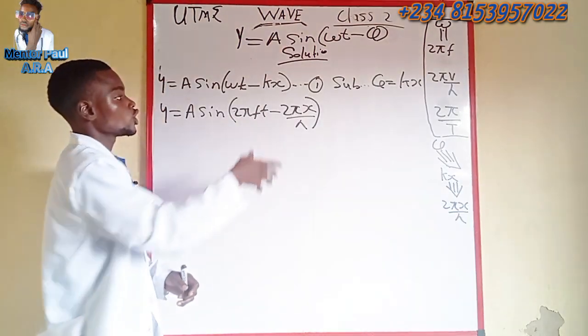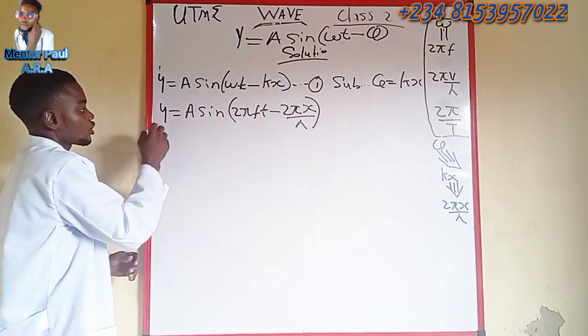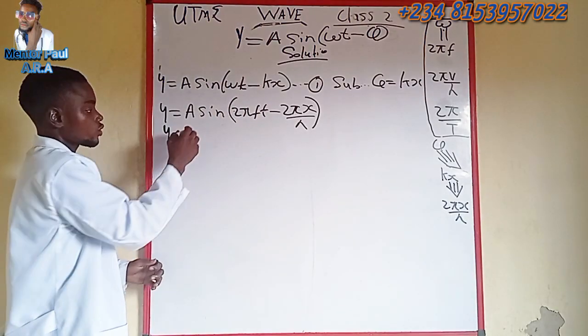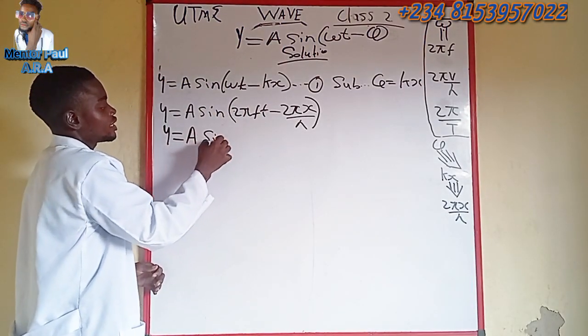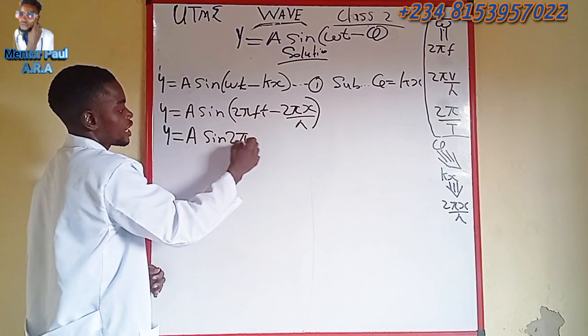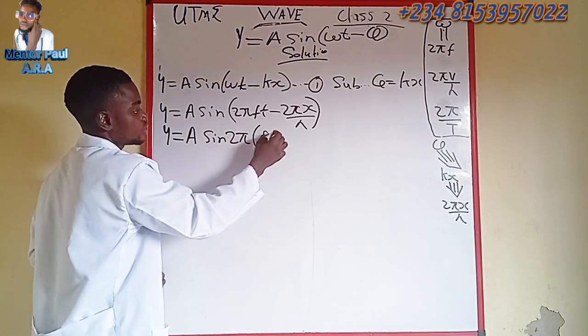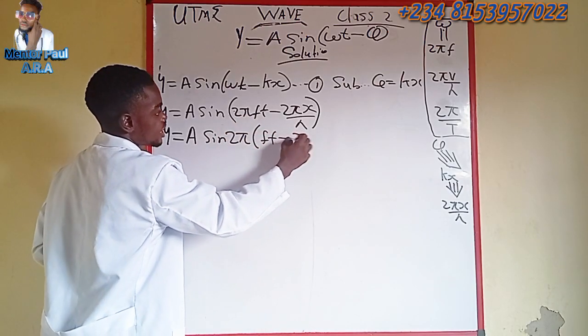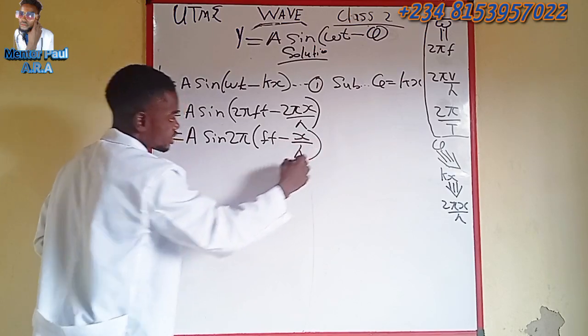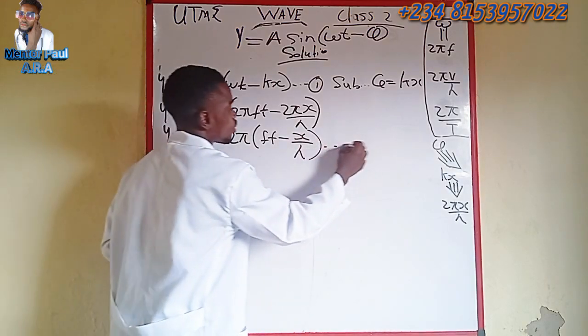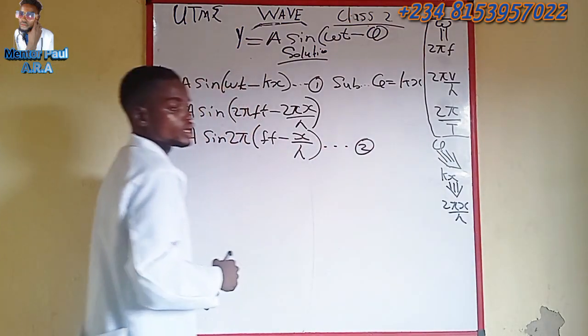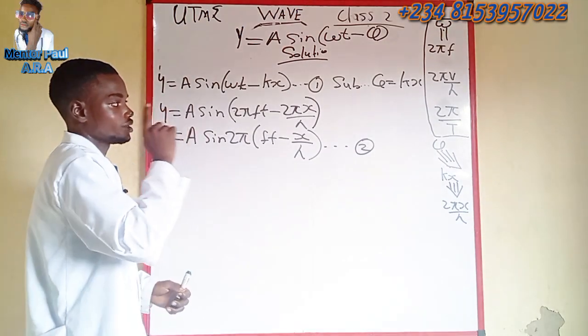What we're going to do is we're going to factorize it out, so that we're going to have that y is now furthermore equals to a sine. I'm going to factorize 2 pi out to have what is remaining in the bracket to be ft minus x over lambda. This is the formula I call equation of motion of wave motion number 2.